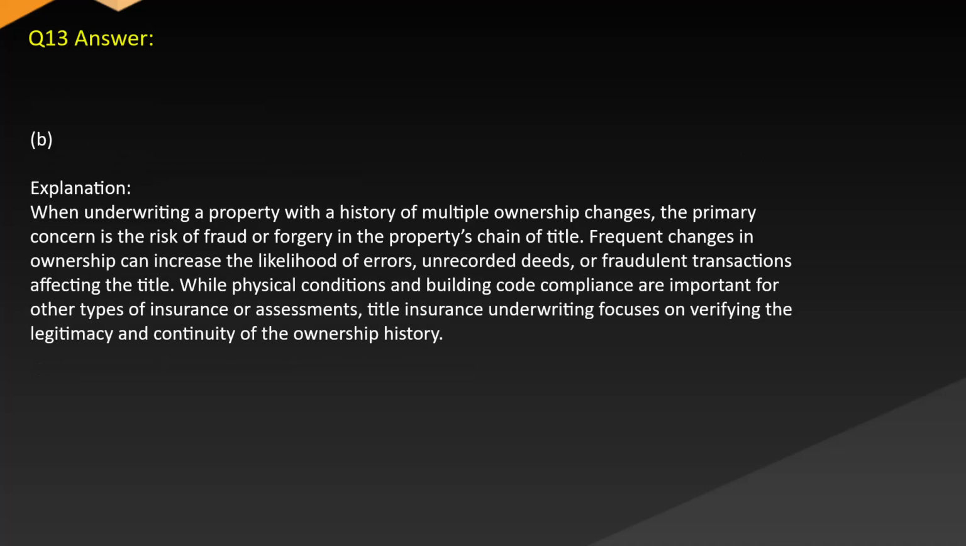Answer B. Explanation. When underwriting a property with a history of multiple ownership changes, the primary concern is the risk of fraud or forgery in the property's chain of title. Frequent changes in ownership can increase the likelihood of errors, unrecorded deeds, or fraudulent transactions affecting the title. While physical conditions and building code compliance are important for other types of insurance or assessments, title insurance underwriting focuses on verifying the legitimacy and continuity of the ownership history.